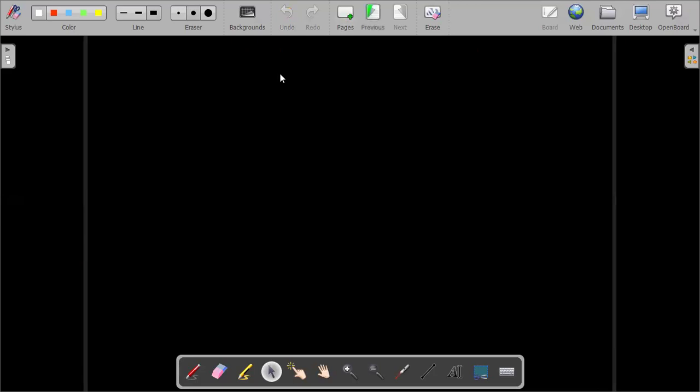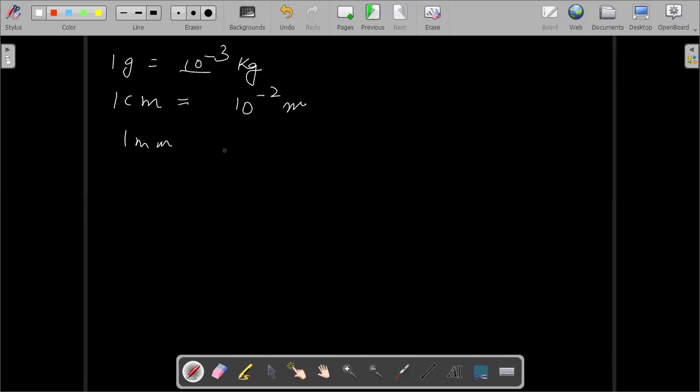See what all things will be there. So first of all, conversion of units. Conversion of units will also be written in terms of powers. Suppose I want to convert 1 gram to kilogram. So 1 gram will be equal to 10 to the power minus 3 kilograms. You have to write it like this. If you are given 1 centimeter, it will be written as 10 to the power minus 2 meter. Or if you have 1 millimeter, it will be equal to 10 to the power minus 3 meter.